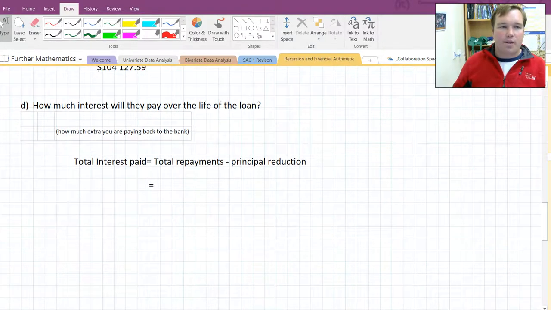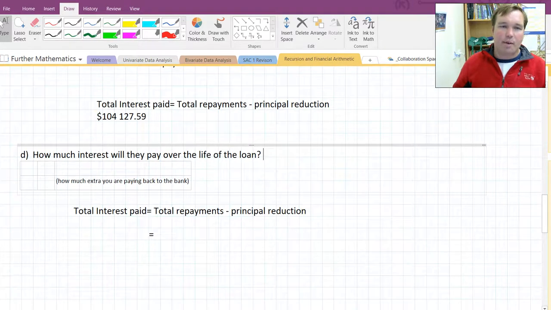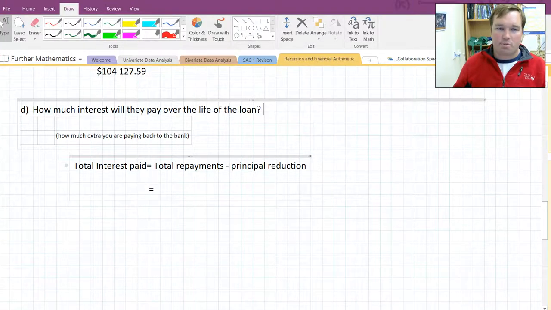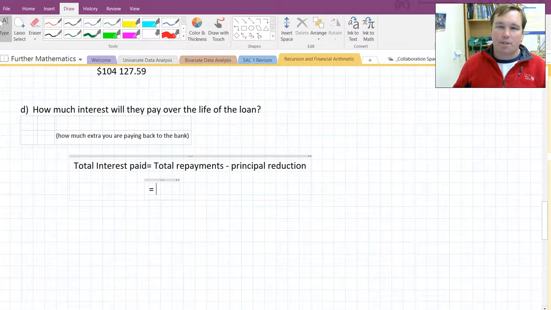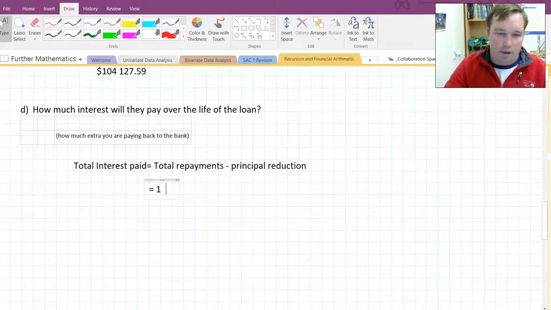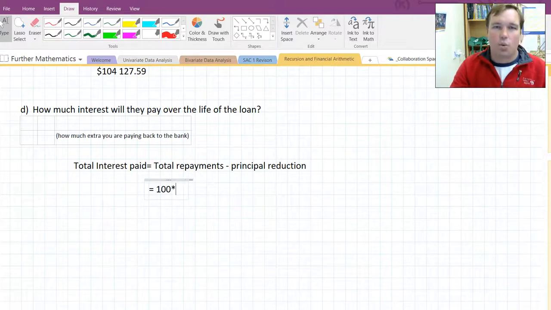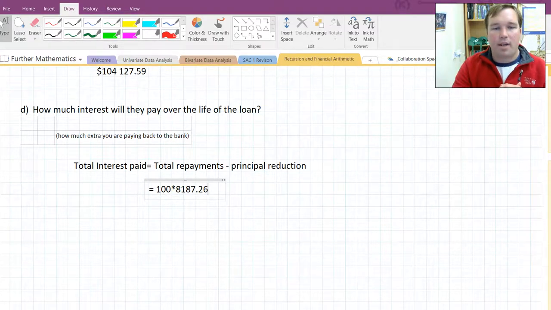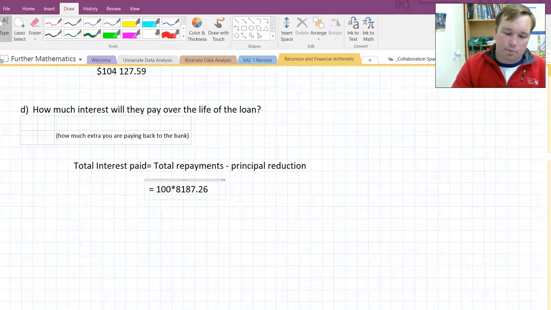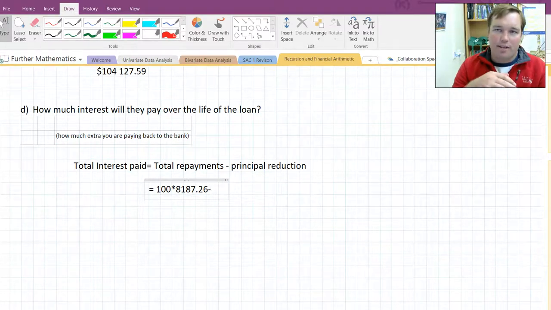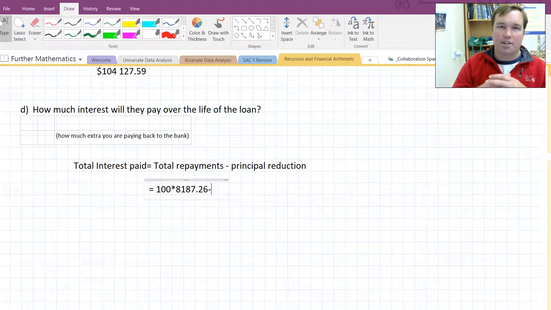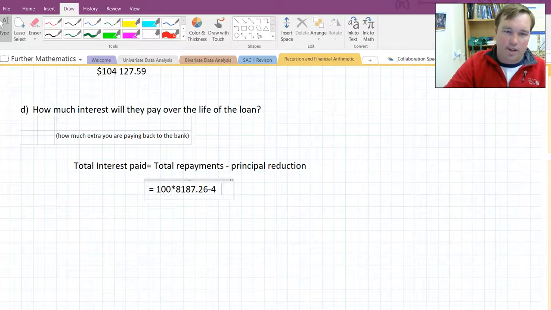Alright, the next question asks, how much interest will they pay over the life of the loan? And to calculate this, we use this equation. Total interest paid is equal to total repayments minus how much the principal is reduced by. The total repayments here: they made 100 repayments, every quarter. Each one was $8187.26. And then they reduced the principal by $490,000. The reason is they borrowed $490,000 from the start, and then it went down to zero. So the principal reduction, since they eventually paid off the entire loan, is $490,000.